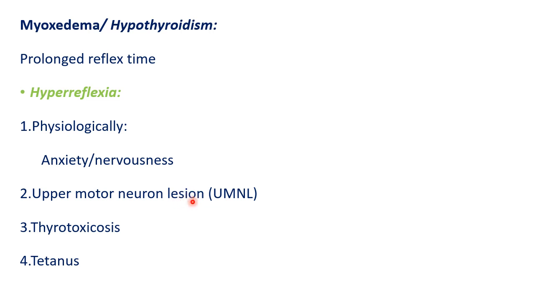Here also, if there is any disruption, this can lead to exaggerated reflex because the inhibitory control is lost, as we said earlier. Then in the case of thyrotoxicosis also, we get exaggerated reflex or hyperreflexia, and in tetanus also sometimes we see hyperreflexia. Now we have to think before labeling a patient abnormal, because if the reflexes are exaggerated and especially asymmetrical, with associated findings, then only we should consider them as a pathological response.